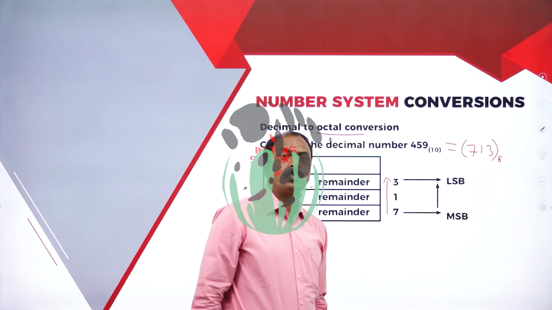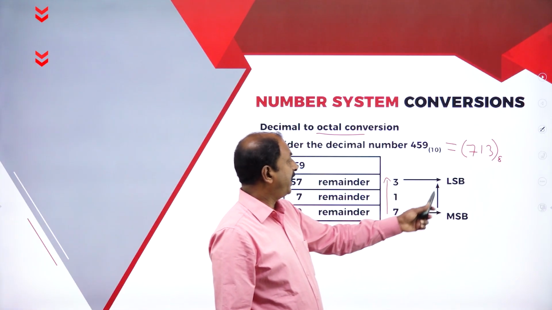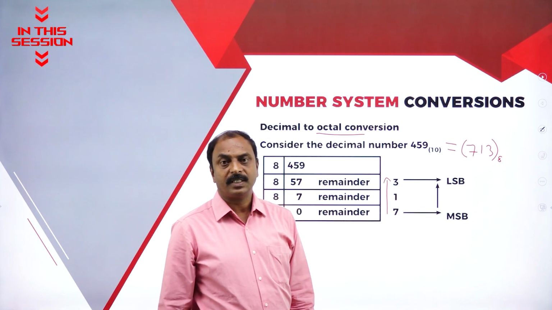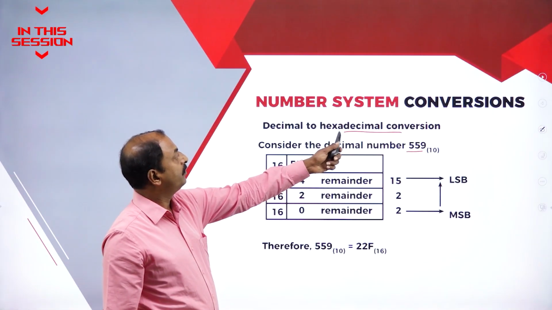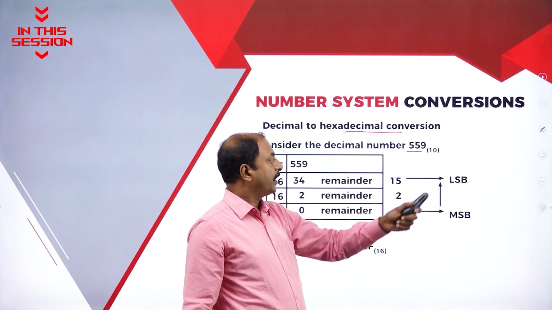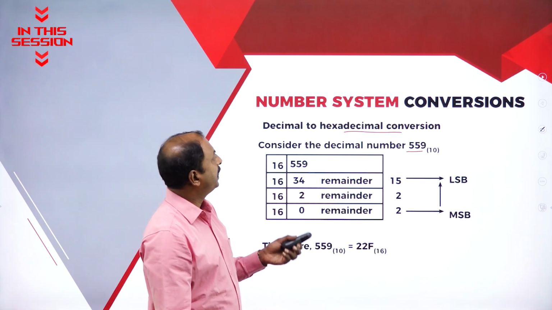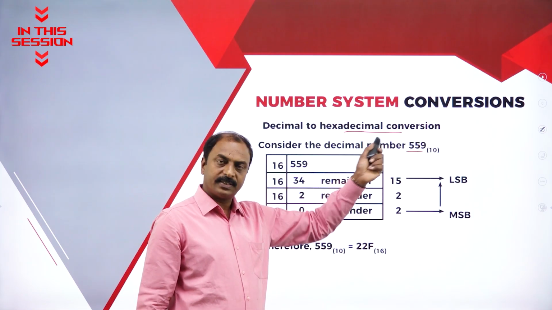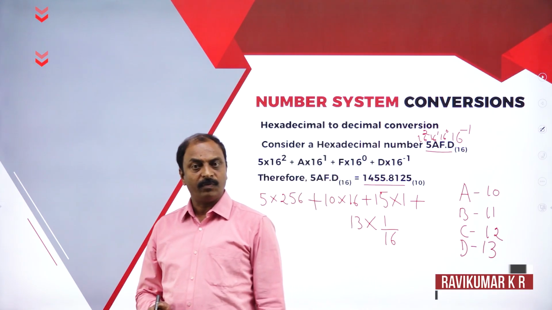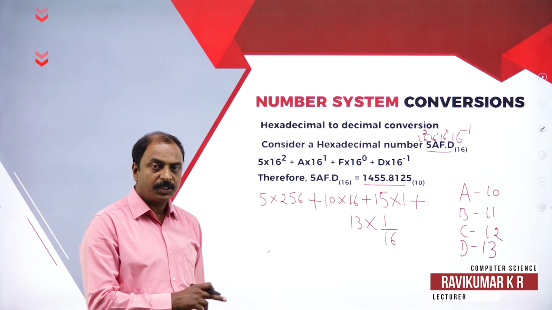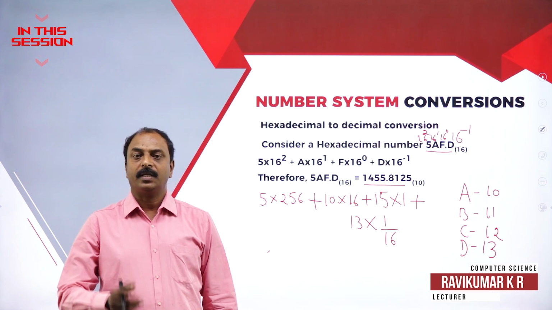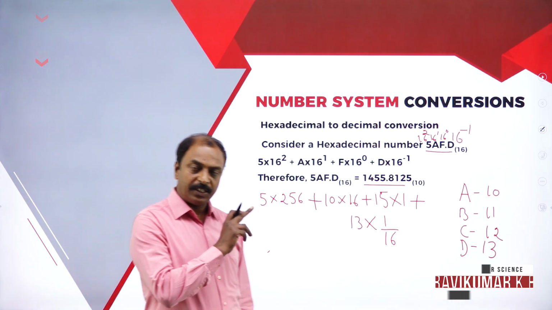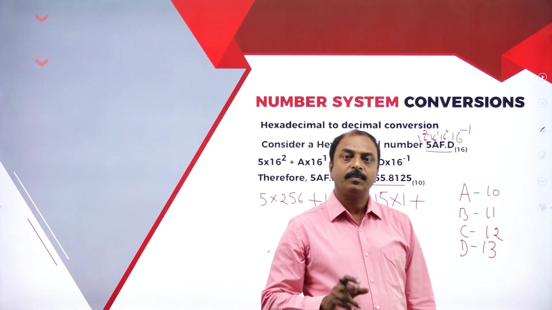MSB stands for most significant bit and LSB stands for least significant bit. We have to convert into hexadecimal number system. The base is 16. Divide the given number by 16. So whenever you want to convert from one number system to another number system, there are two procedures. One is division and second one is multiplication.